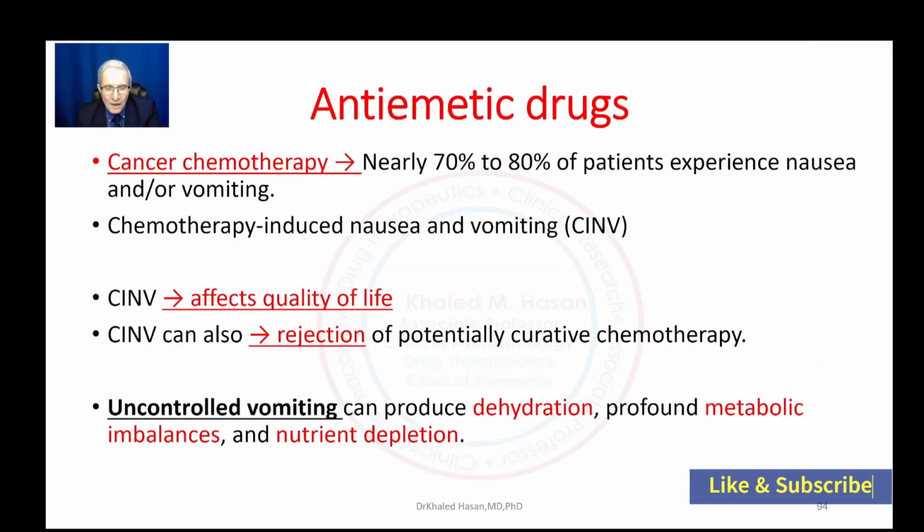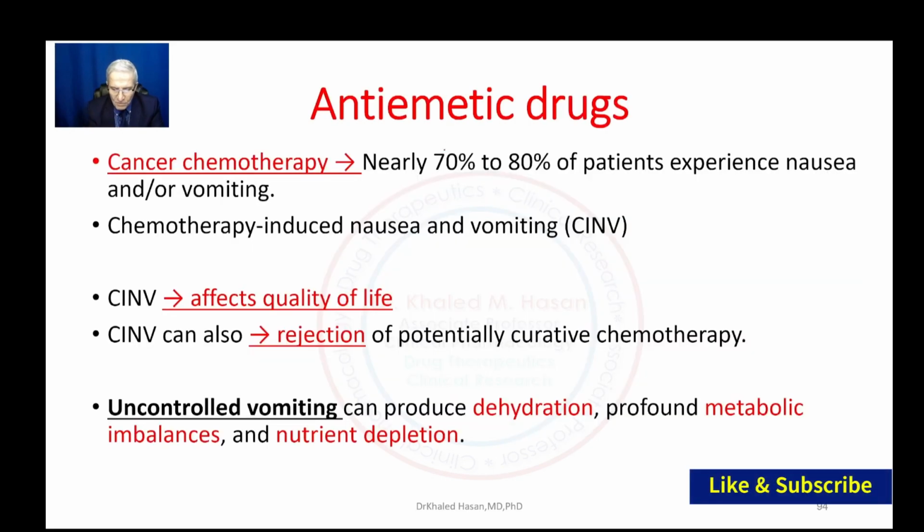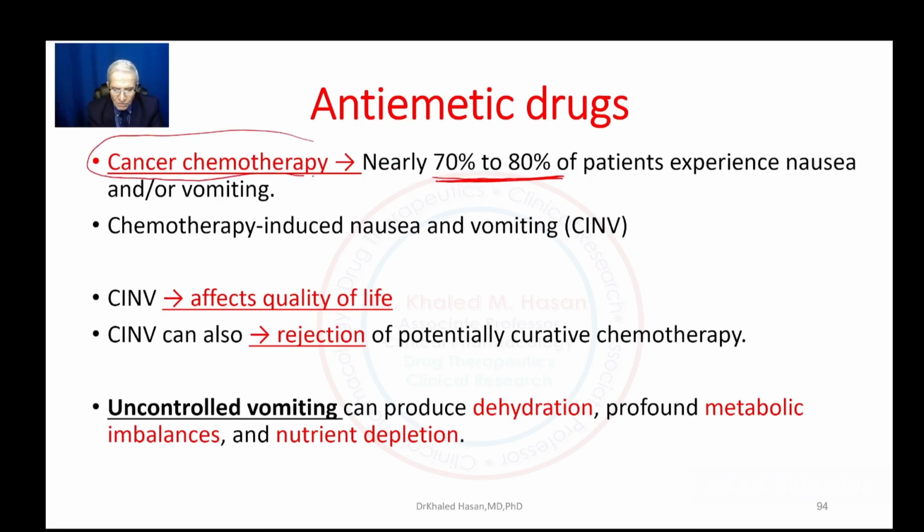Okay, now we start with speaking about the medication, anti-vomiting or antiemetic drugs. You can see here they said chemotherapy, cancer chemotherapy may cause 70 to 80% of patients to suffer from nausea and vomiting. So during the treatment, before, or after, 70 to 80% of patients experience nausea and vomiting.